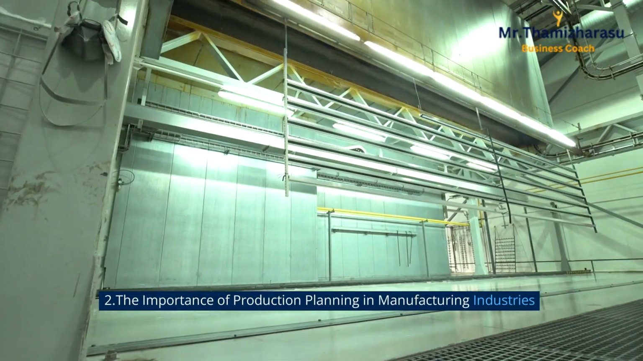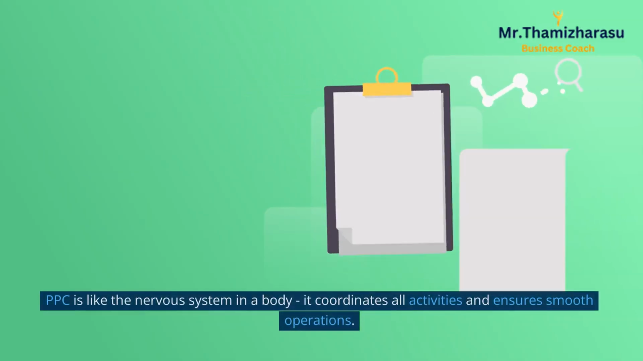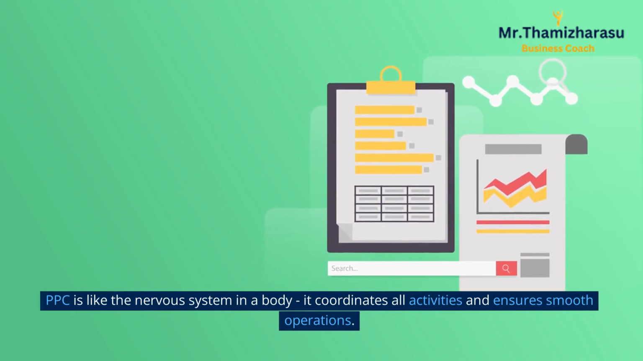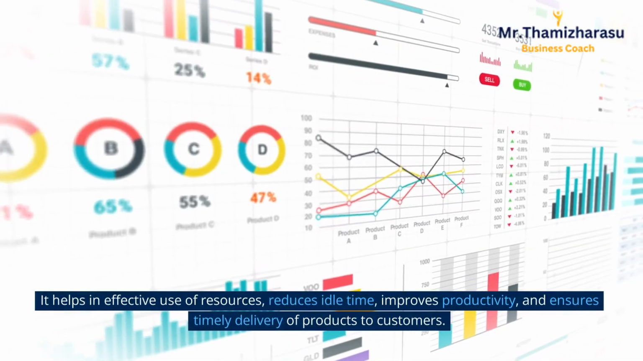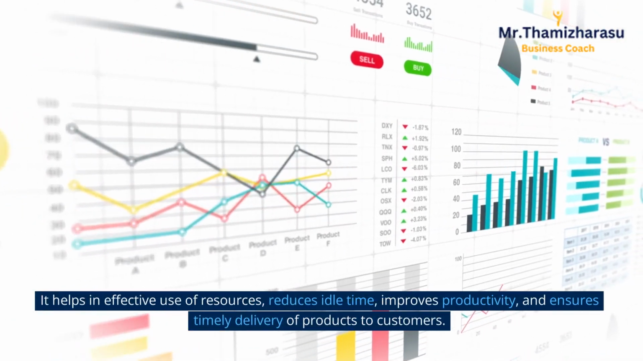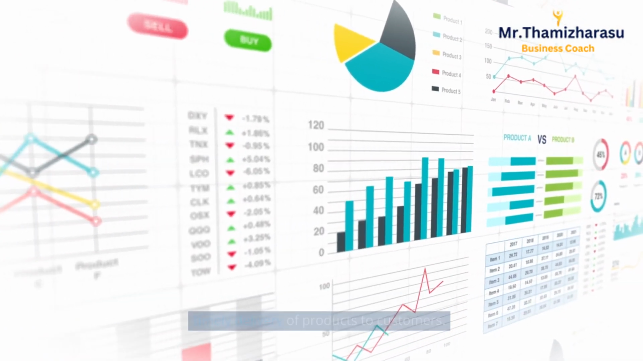2. The importance of production planning in manufacturing industries. PPC is like the nervous system in a body. It coordinates all activities and ensures smooth operations. It helps in effective use of resources, reduces idle time, improves productivity, and ensures timely delivery of products to customers.